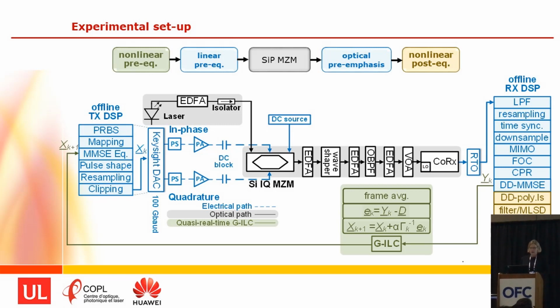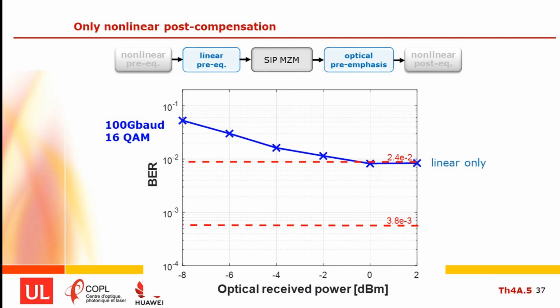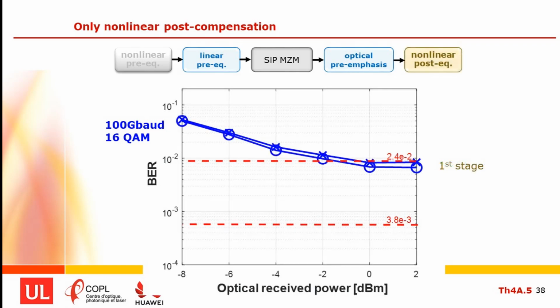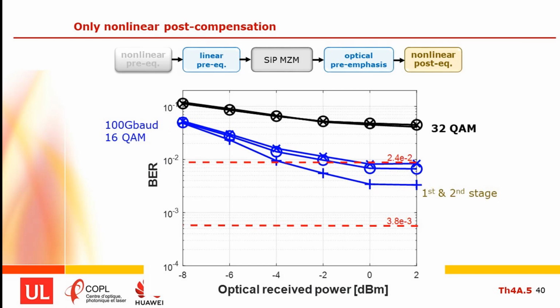So I'll start by looking at our 100 gigabaud 16 QAM results, and this is using linear only. So at 100 gigabaud, we're not able, or barely able to meet the 20% FEC threshold. So we moved to a nonlinear post-compensation. The single stage gave us just below the mark, but not much. By combining the first and second stages of the nonlinear post-equalization, we were able to get well below the 20% FEC threshold at 16 QAM. However, when we went to 32 QAM, we were not able to get below the FEC threshold.